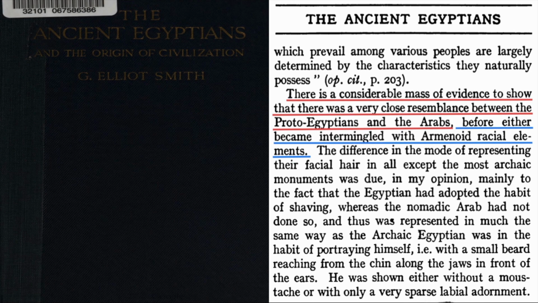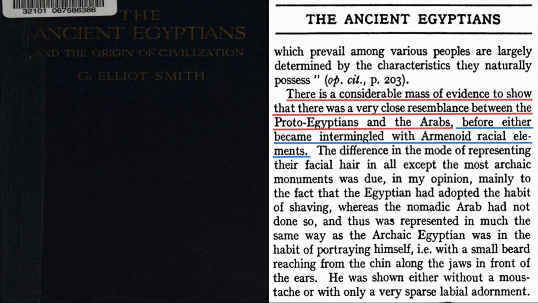And this is from The Ancient Egyptians and the Origins of Civilization by G. Elliott Smith. "There is a considerable mass of evidence to show that there was a very close resemblance between the Proto-Egyptians and the Arabs before either became intermingled with the Armenoid racial element." Again, an Armenoid people came into Egypt, came into Arabia, and they mixed with Egyptians and Arabians and changed the phenotype.